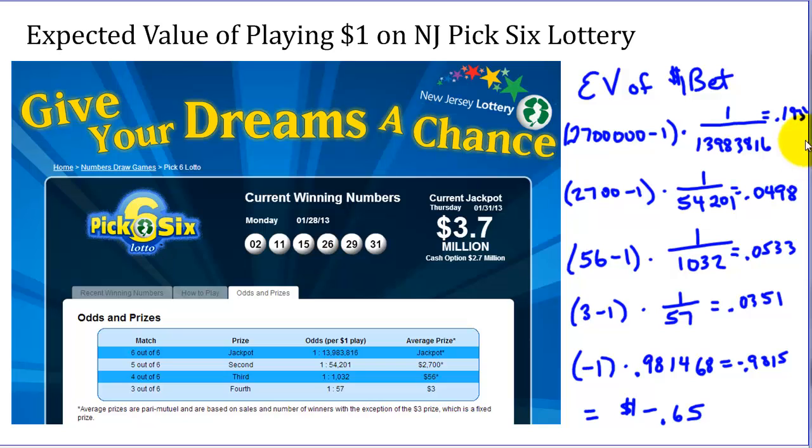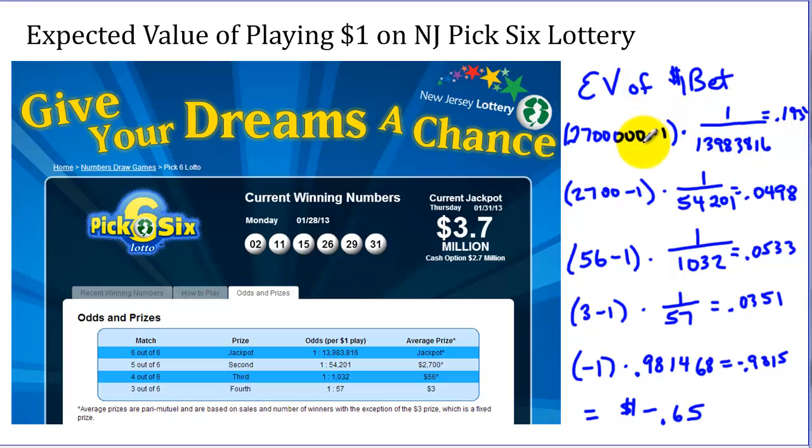So if we add all those expected values up, we get a total expected value of negative 65 cents. So you can see why this is a moneymaker for the state, because every dollar bet, they're gaining 65 cents. Now, they probably gain more like 50 cents because as there are no winners, they're getting all the money, but they're putting some of that money back into growing this pot.